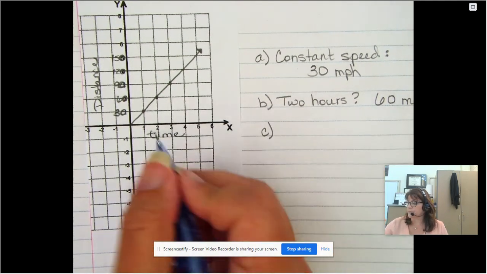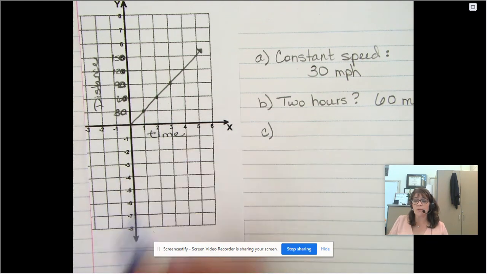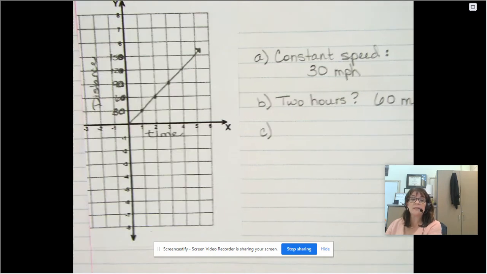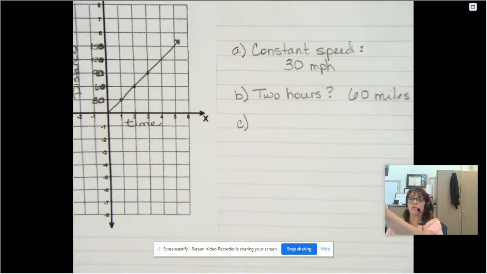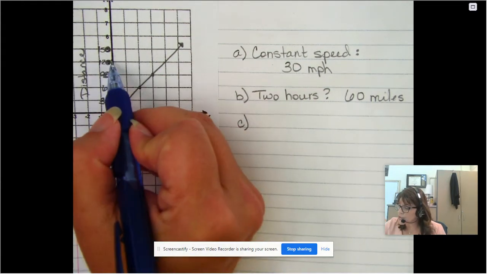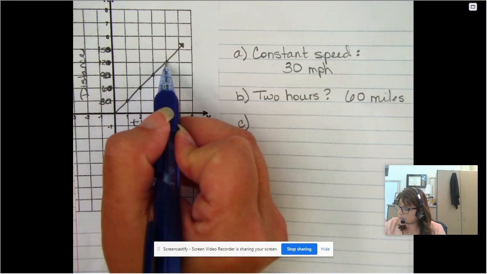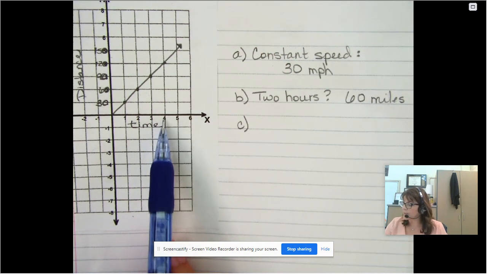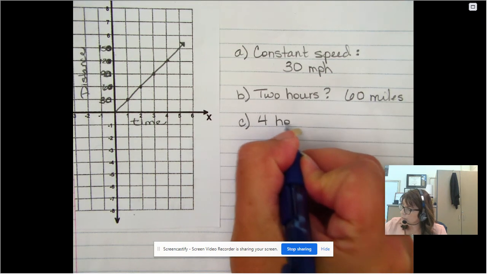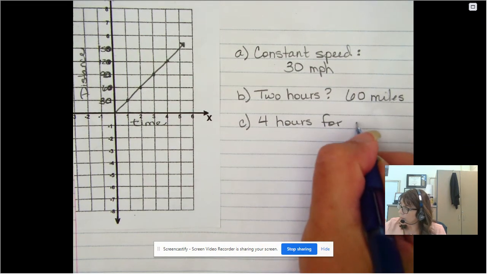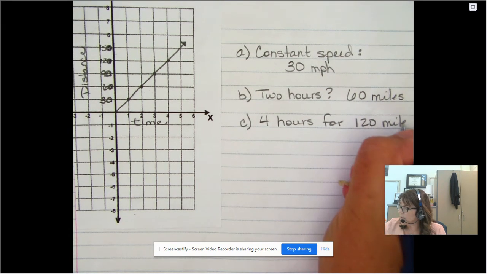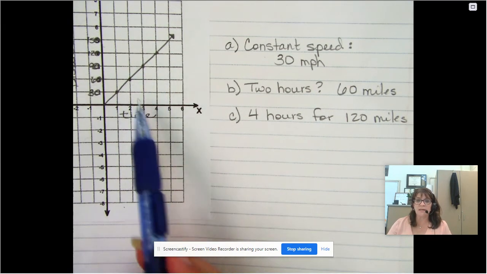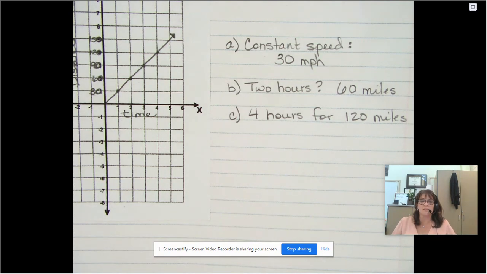Part C asked, how long is it going to take us to go 120 miles? So we're driving from Lincoln to San Francisco. How long is it going to take us to get there at this speed? And goodness, I hope you get to drive faster than this. So 120 is right here. It meets up with the line right there. So if I follow that down, it's right here. 4 hours for 120 miles. I don't wish that on anyone. Okay. So really what we're practicing here is reading the graph. What does it say? What does it mean?